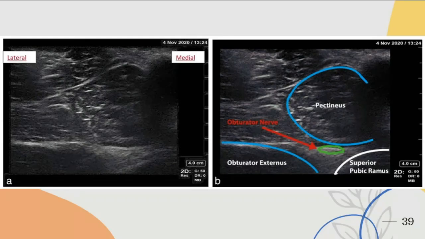On the right side of the screen is the medial side. Whenever there is bone, that's your medial side. So, superior pubic rami. Then you can identify where is your cutaneous and where is your obturator externus, and it's in between. This one, you don't have to deposit LA at two places. This one is only one place, and that's it.